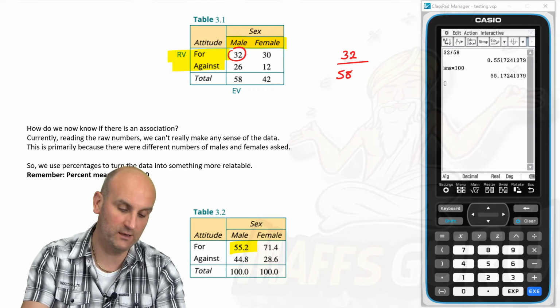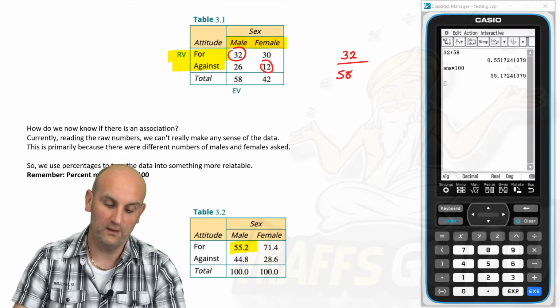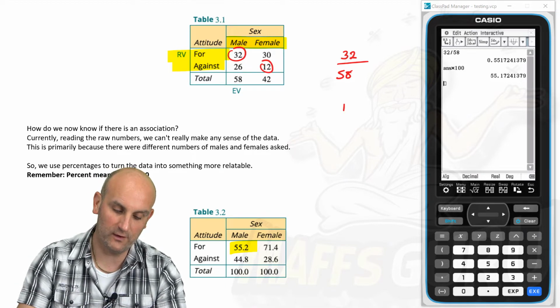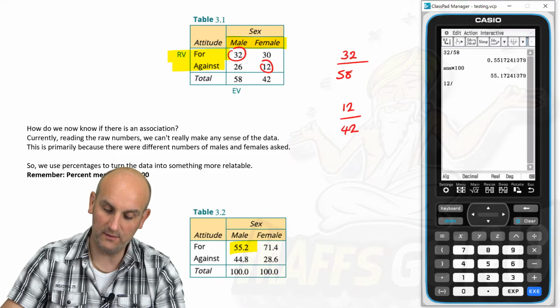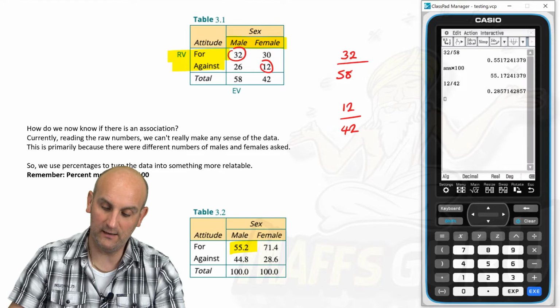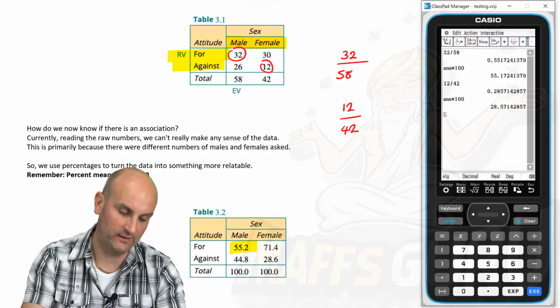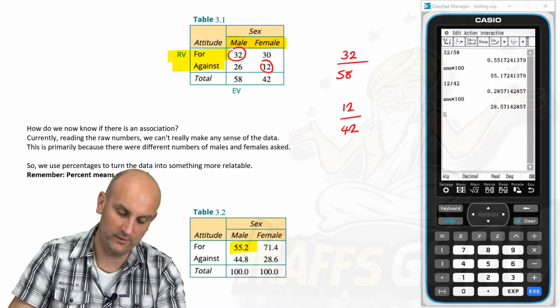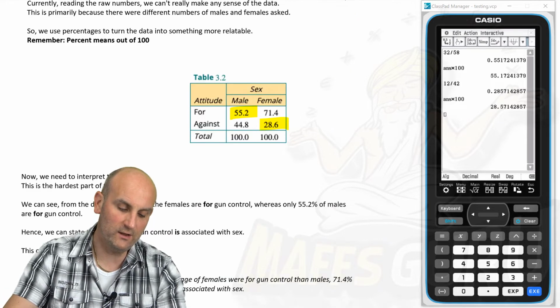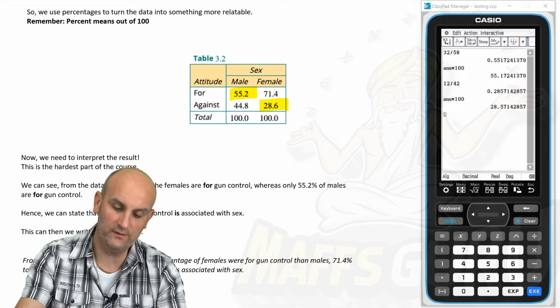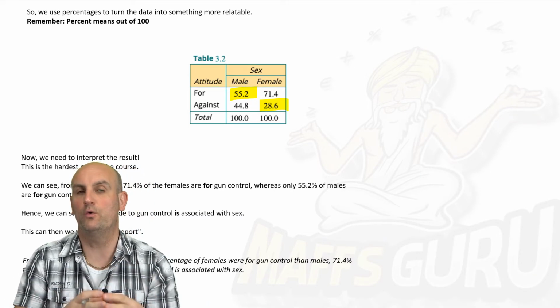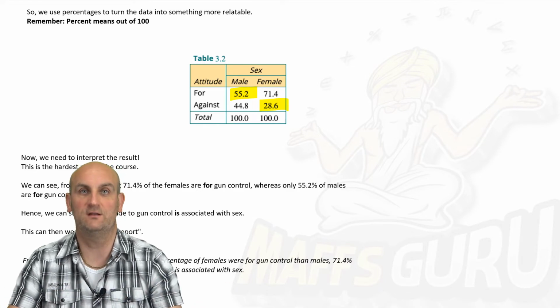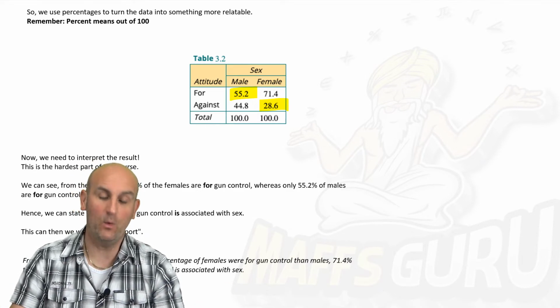Let's just check one more value. Let's check this, 12 females. In this situation, we had 12 females out of 42. So 12 divided by 42, hit enter and times by 100. Gives me 28.6, and there we go, ladies and gentlemen, 28.6. So what I've now managed to do is turn all of these values into percentages, and once they're percentages, they're all scaled out of 100. That's what effectively a percentage is, and we can now better compare.